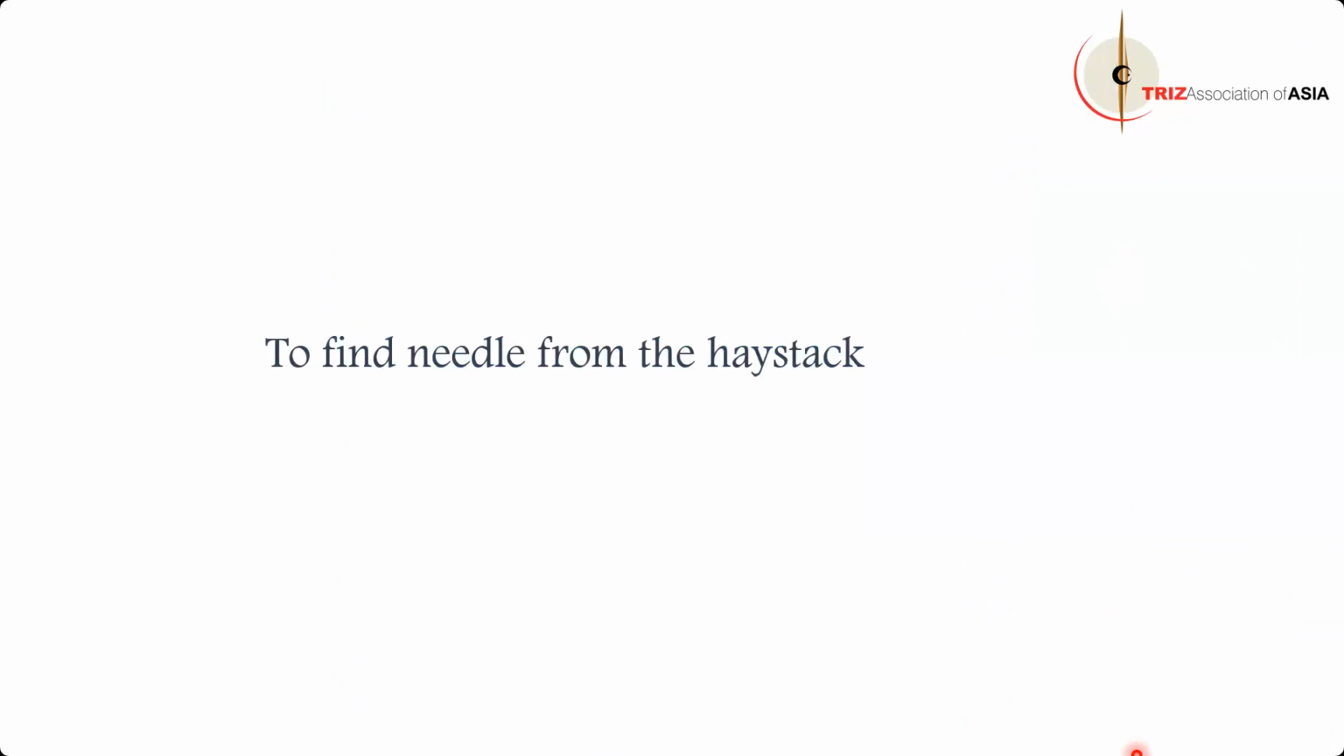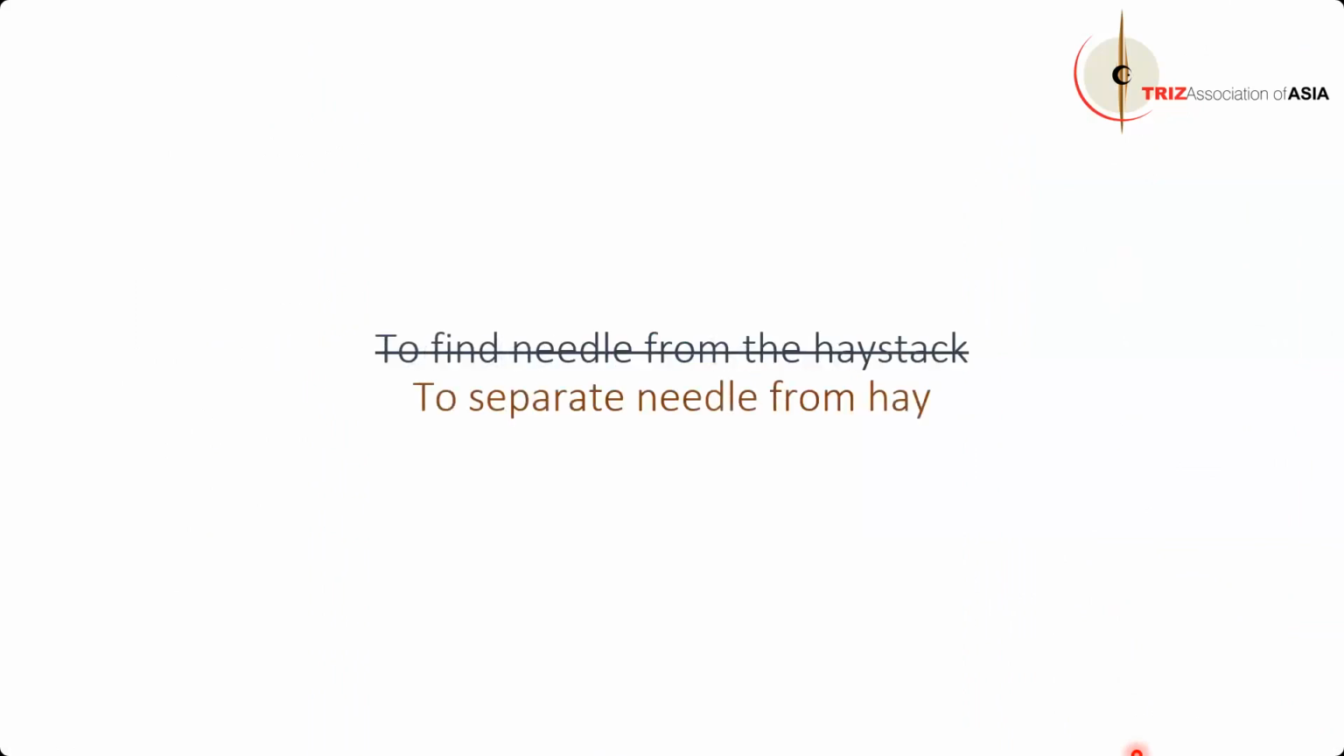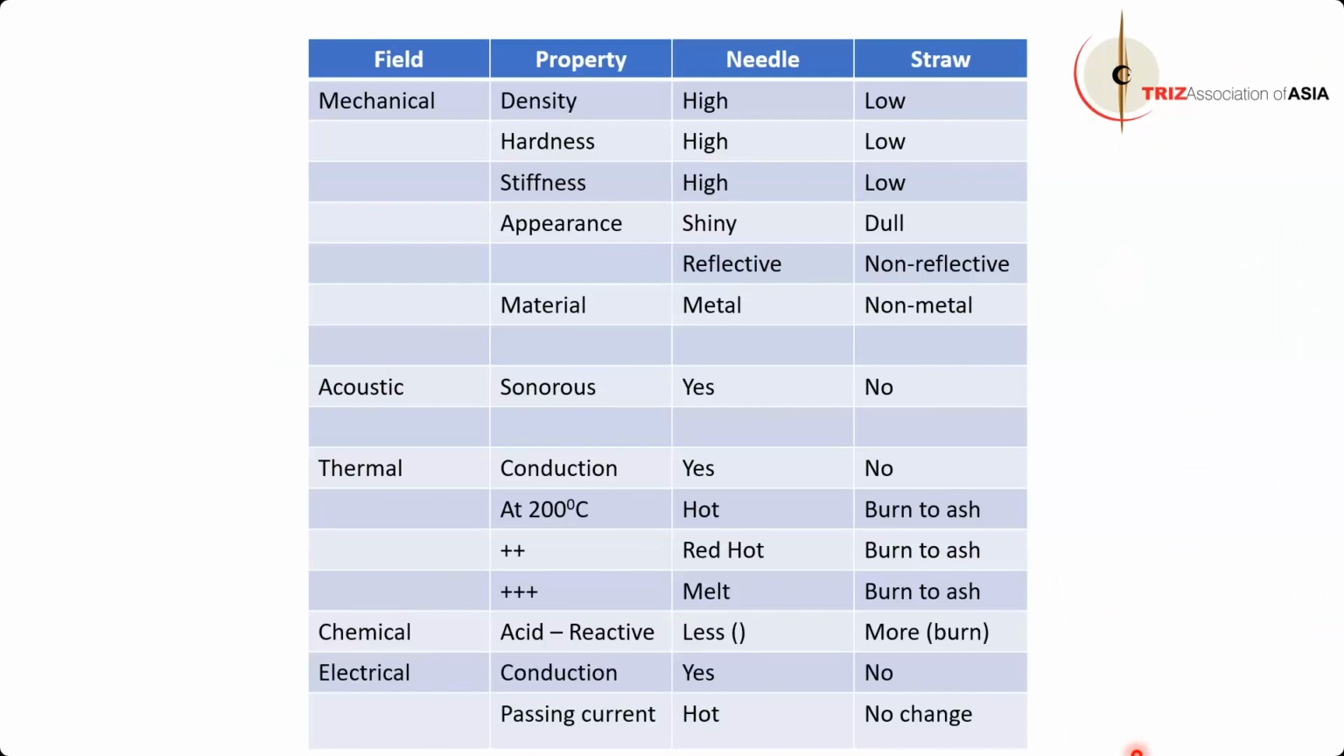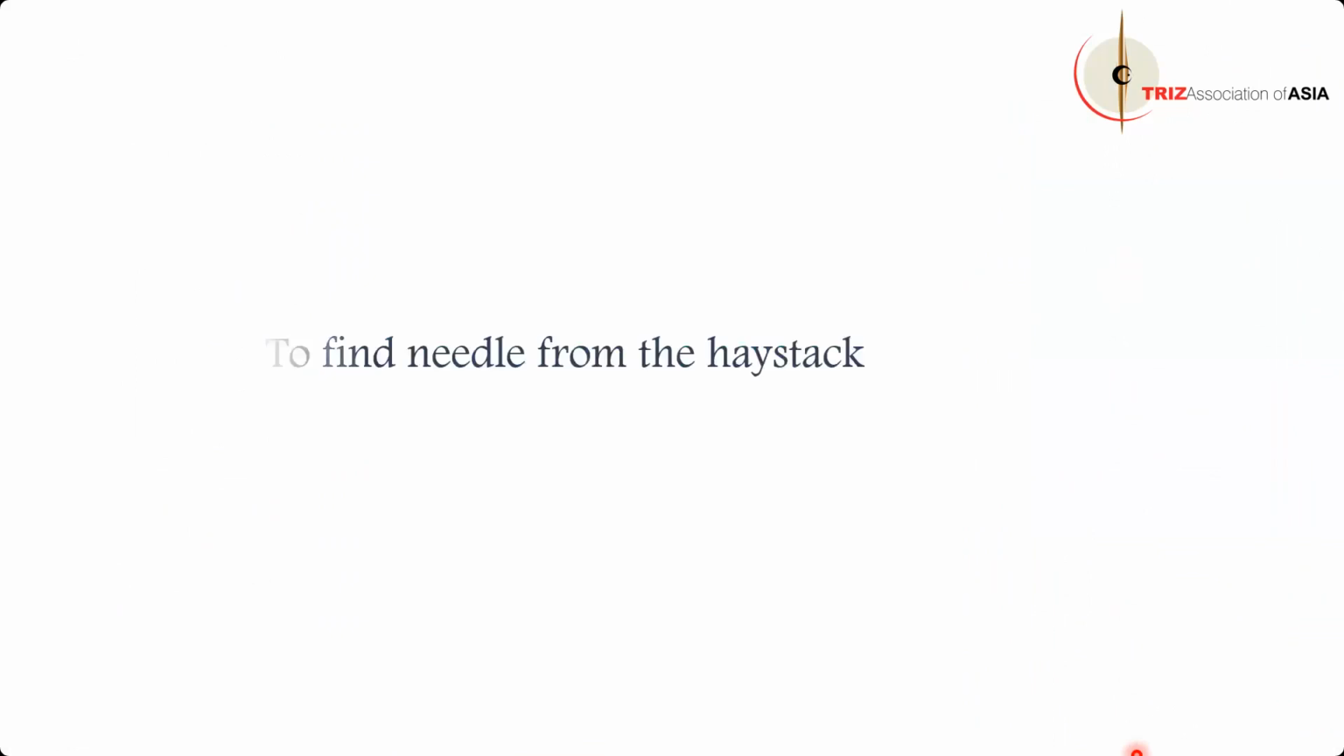Now, what was our problem statement? Is it stated right, to find the needle from the haystack? No. In the TRIZ way, we'll define it as to separate the needle from the hay. It means we are separating the properties of the needle. Once we understand the differences between the properties of the needle and straw, we'll be able to find it out.